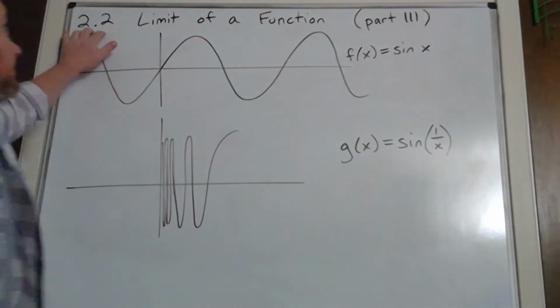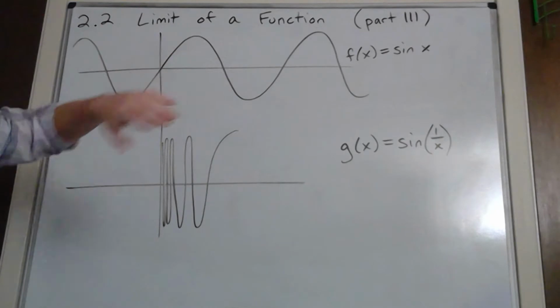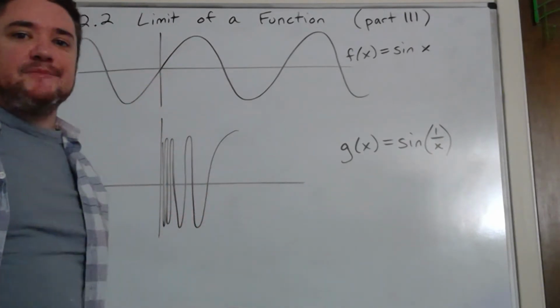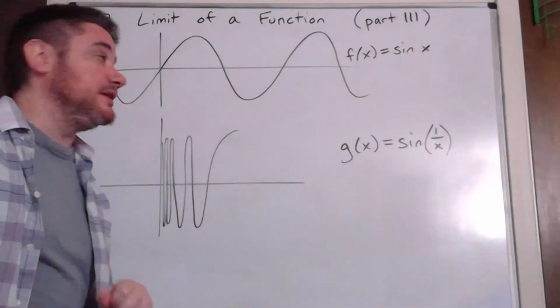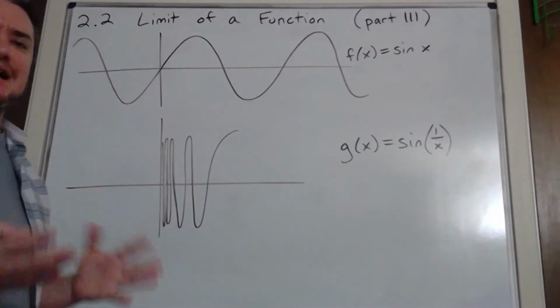Alrighty, guys. So still in section 2.2, part 3. Still discussing limits. Just going to look at another style of function, what we're going to call an oscillating function.